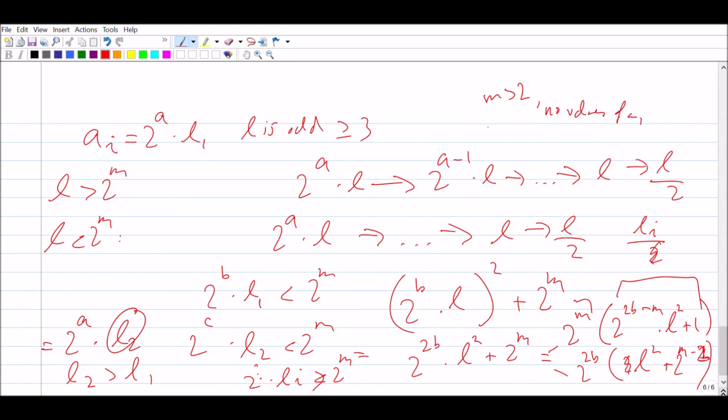We showed that for m equals 1, there are no values either. So the only possible answer is m equals 2, and in this case, the only values which work for a_1 are any power of 2 larger than or equal to 2.